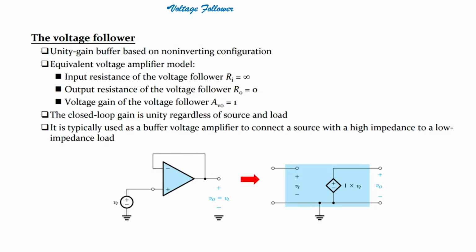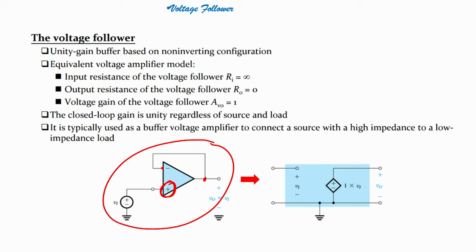On the screen, what we see is a unity gain buffer based on non-inverting configuration. What does that mean? If I apply a voltage at the non-inverting input, and the output is fed back to the inverting input, this becomes our unity gain buffer. It is based on non-inverting configuration, because we are applying the voltage to the non-inverting input. We have seen this application earlier also.